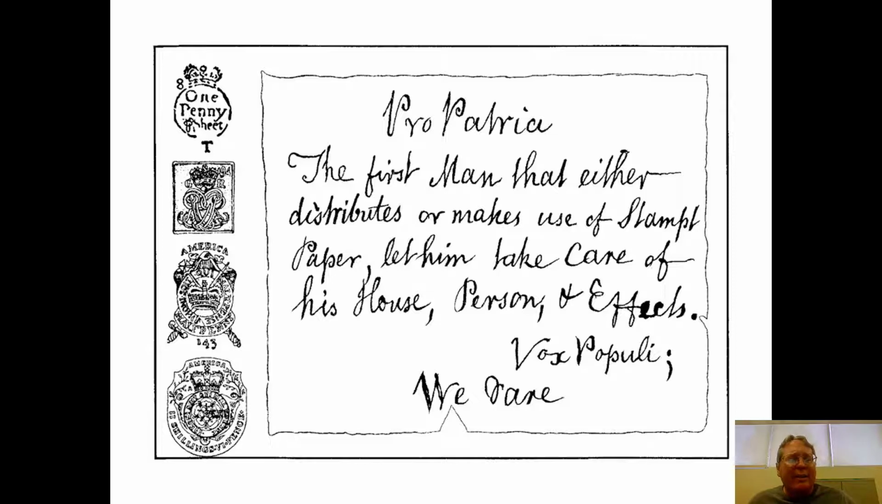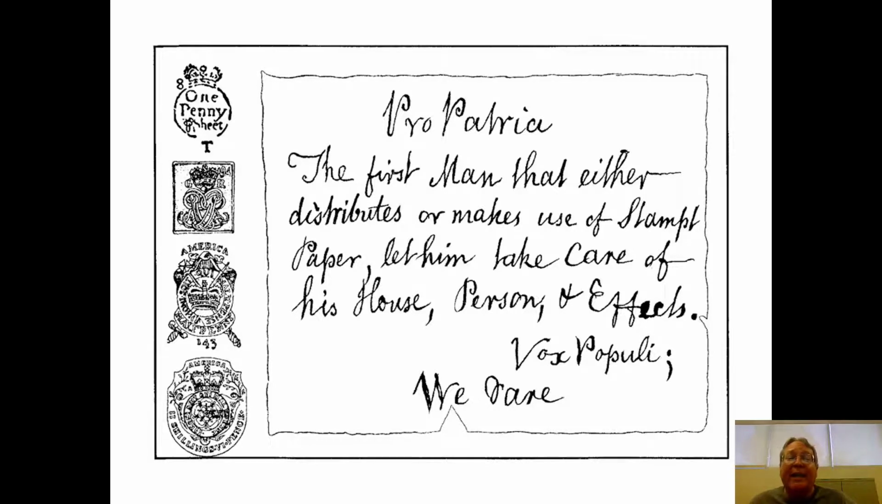So, Vox Patria, and that's a Latin term that just means the patriots, right? It's put out by these patriots, these people saying they're defending their British rights from the British government. Look at what they have to say here. The first man that either distributes or makes use of stamped paper, let him take care of his house, person, or effects. Vox populi, that means the voice of the people, we dare. So what are they saying here? They're putting these flyers up all over the place, like in New York and Boston and Philadelphia. Essentially these patriots, these people organizing this resistance to the British government, are saying, look, if we catch you paying this tax, if we catch you trying to sell taxed paper, we're coming after you.